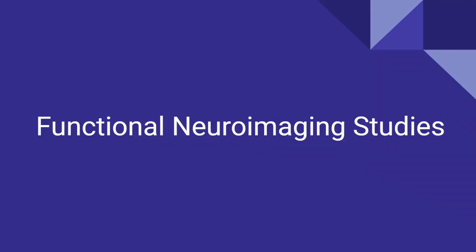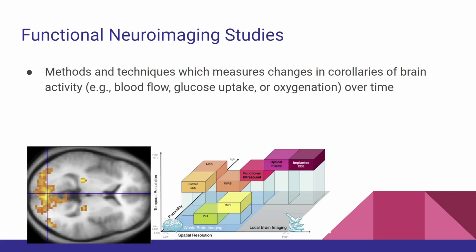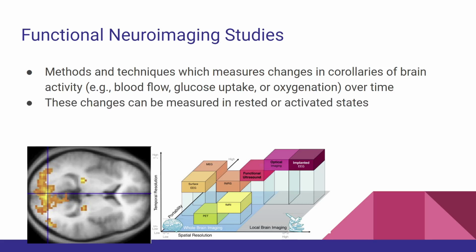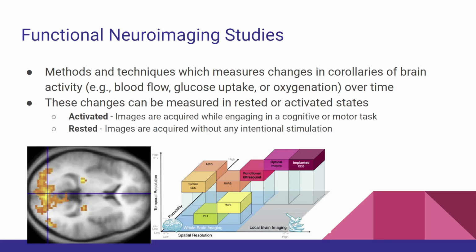The next diagnostic tools we're going to discuss are functional neuroimaging studies. So these are methods and techniques which measure changes in correlates of brain activity. So things like blood flow, glucose uptake, or oxygenation over time. And these changes can be measured in both rested or activated states, with activated meaning that they're engaged in some kind of cognitive or motor task, and rested meaning that there's no intentional stimulation occurring at the time of imaging. Just be aware that there's various brain networks that continue to be active even during the rested states.